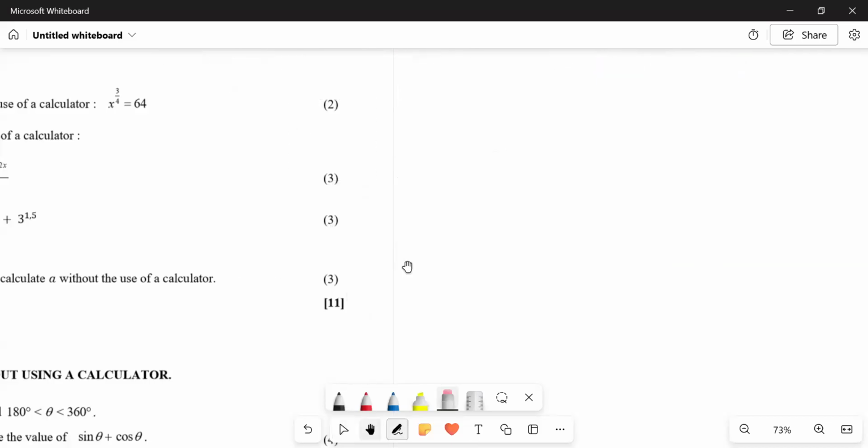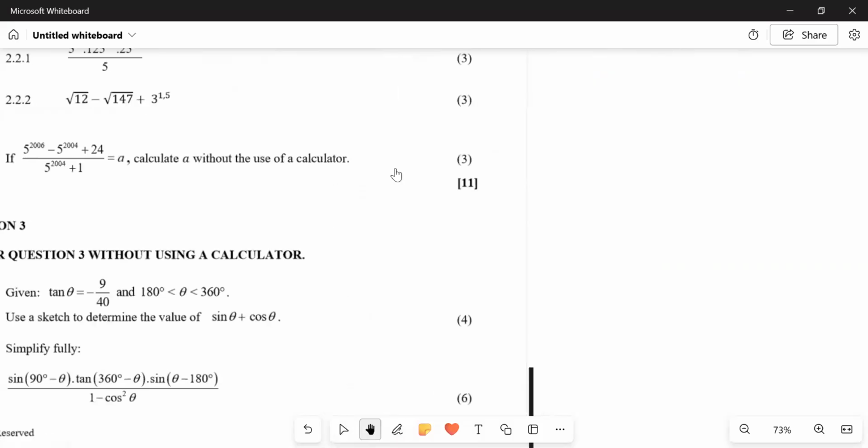Now we move to the surds. This is 2.2.2. So to simplify the surds, make sure that you break the numbers inside the roots so that they can be a combination of a prime number and a perfect square. So let's break down root 12. We have to break down root 12, and break down 147.